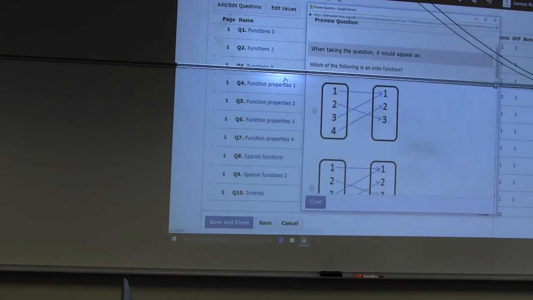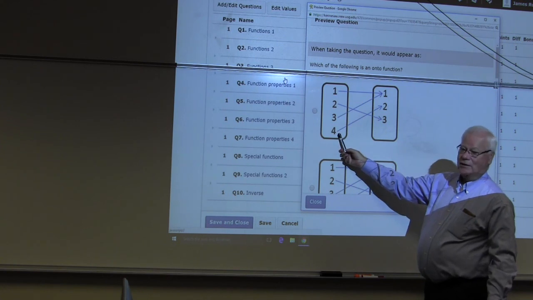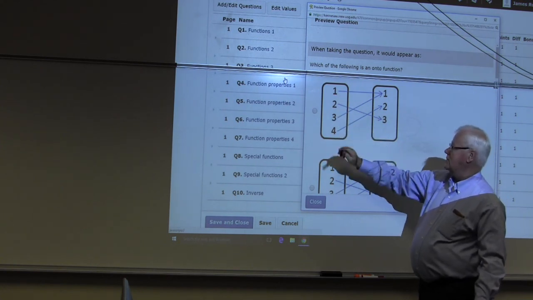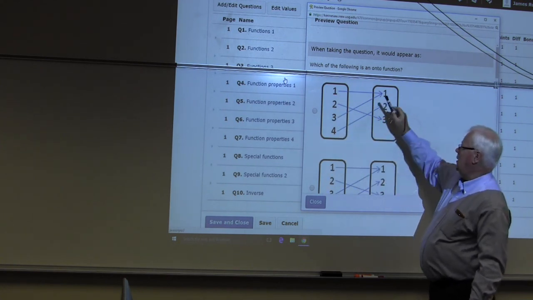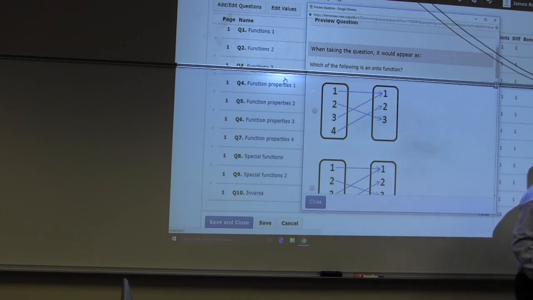So, which of the following is an onto function? Is the first one an onto function? Yes. It is, isn't it? Is it a function, first of all? You always want to look over here first, okay? It is a function because each one of these only has one arrow coming out of it, and this is completely used. Okay?